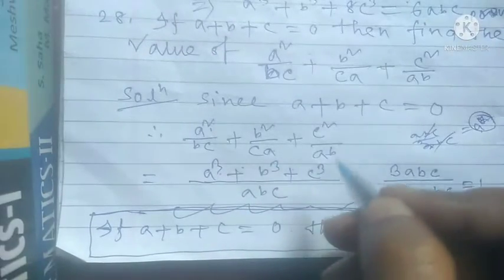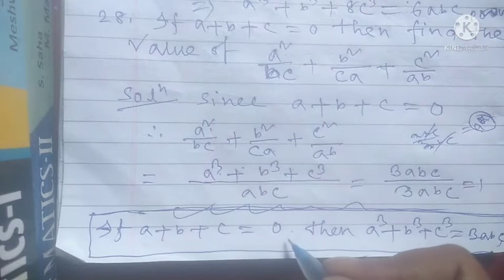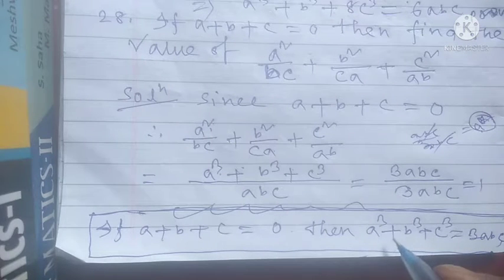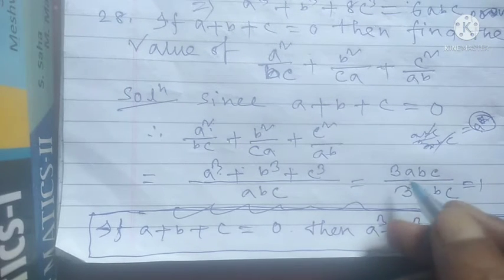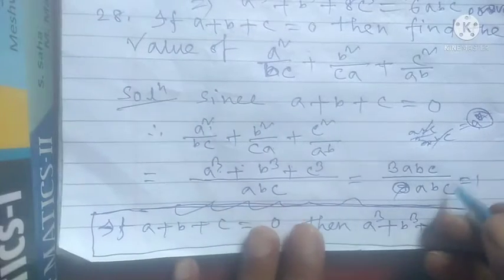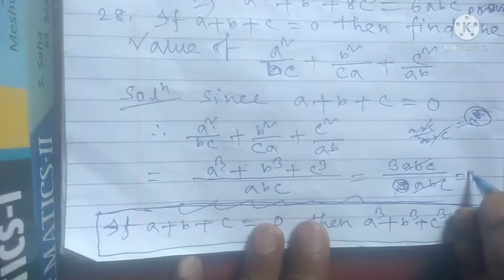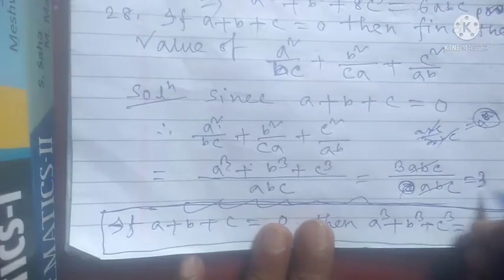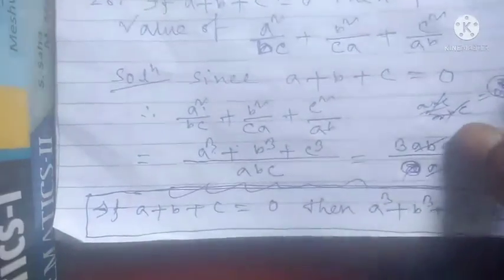So my dear, I told you a few minutes ago, this is the formula when a plus b plus c is equal to 0. At that time you can write, in the place of a cubed plus b cubed plus c cubed, 3abc. So here we already have 3abc to write. So 3abc by abc. Okay, abc cancels, and here is only 3. So 3 is the answer of this question. So we have done question number 28.